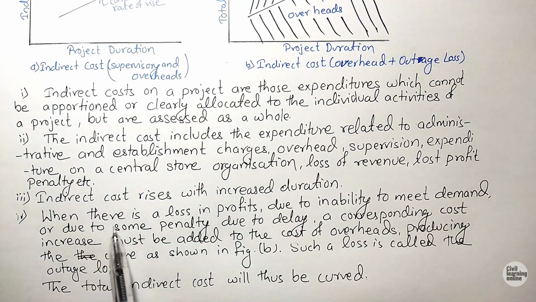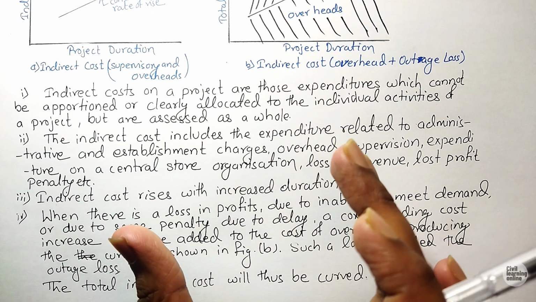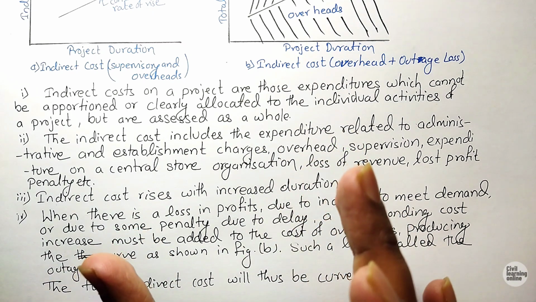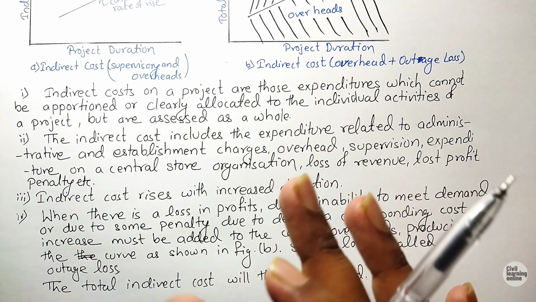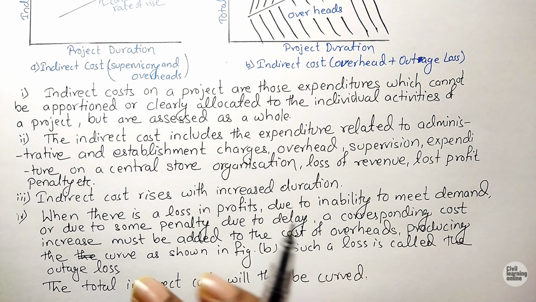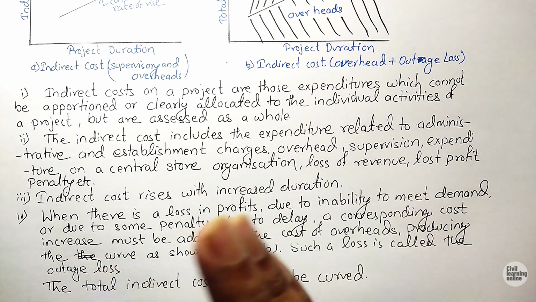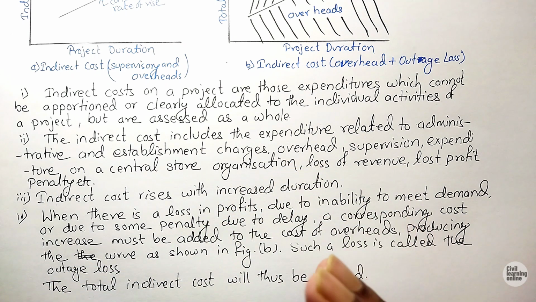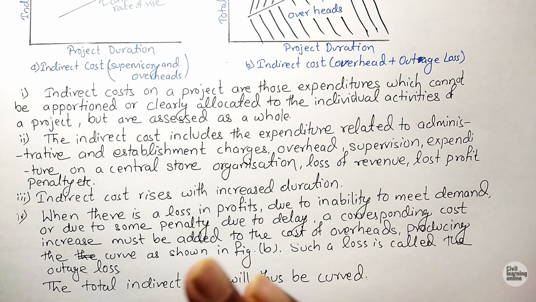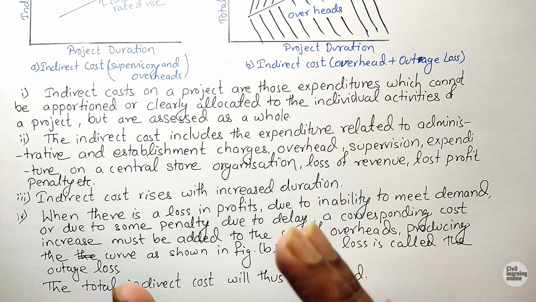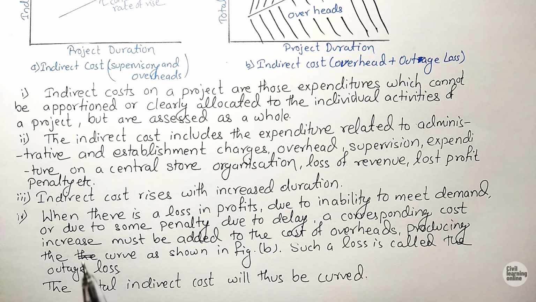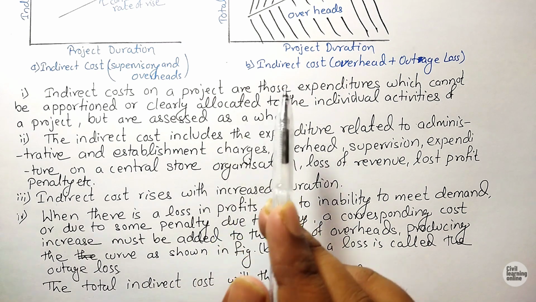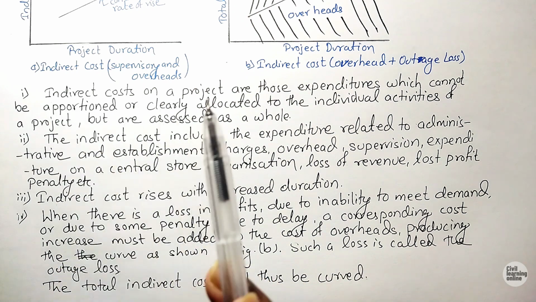Fourth point says that when there is loss in profit, suppose we are carrying out a project and we are going to achieve some profit on completion of that project. In some cases, due to delay in that project, we may need to face a penalty, or we have to pay some amount as a punishment. In that case, our amount of profit is reduced.